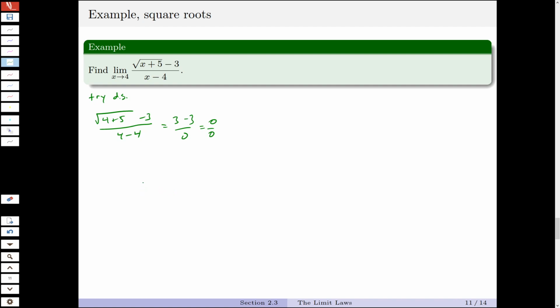The difficulty here is because I don't have a polynomial, I can't just factor the numerator. So this is a case where I feel a little bit stuck, and the way to proceed here is a little bit less clear. So I'm going to remind you of an algebra technique.